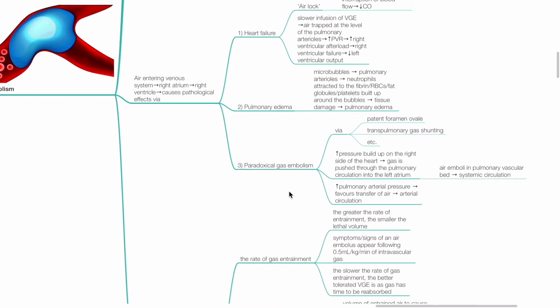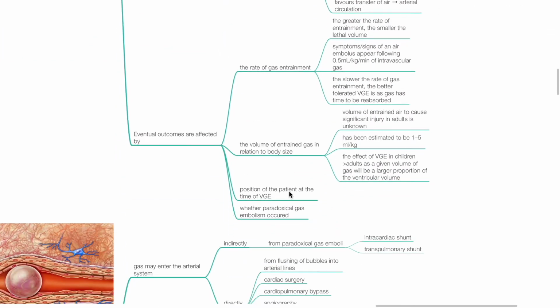Paradoxical gas embolism can occur via patent foramen ovale or transpulmonary gas shunting. Increased pressure build-up on the right side of the heart causes gas to be pushed through the pulmonary circulation into the left atrium. Air emboli in the pulmonary vascular bed reaches the systemic circulation. Increased pulmonary arterial pressure favors the transfer of air into the arterial circulation.